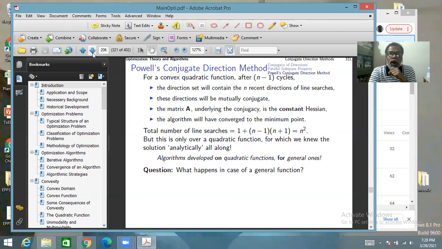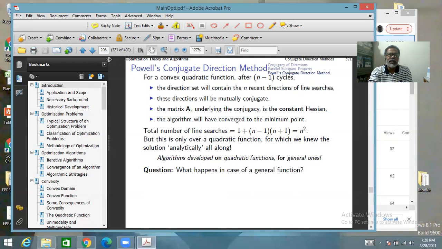But till now, it is only for a quadratic function for which we actually knew the solution analytically all along. The solution happens to be minus A inverse B as long as A is positive definite. We knew that. So it is not the quadratic function to minimize for which we are developing an algorithm. We are developing the algorithm on the quadratic functions for use in the case of general ones. So what happens? This same procedure run in the same manner. What happens in the case of a general function?